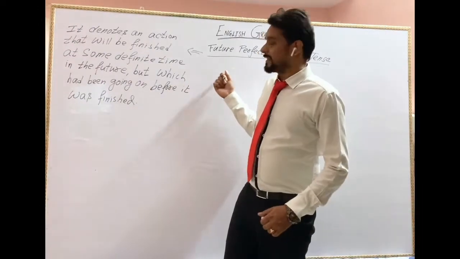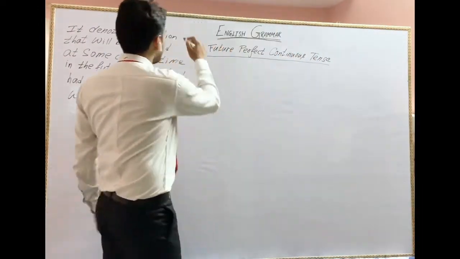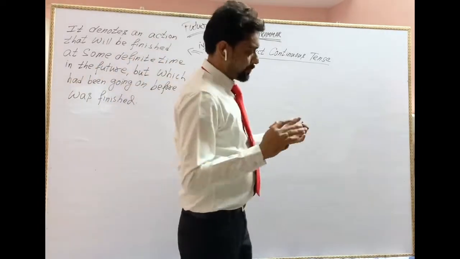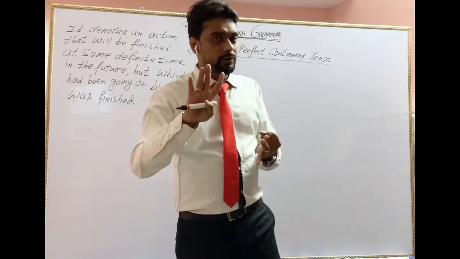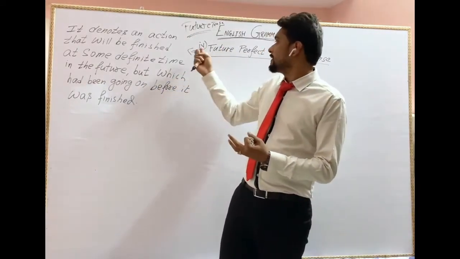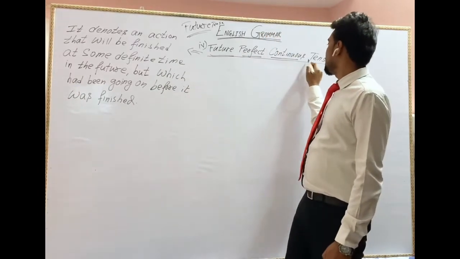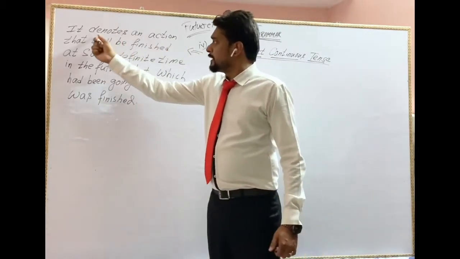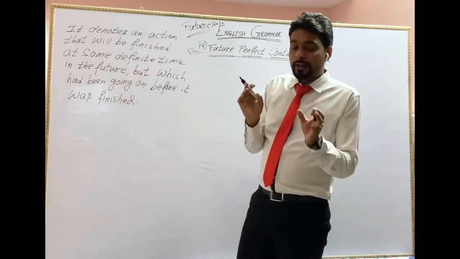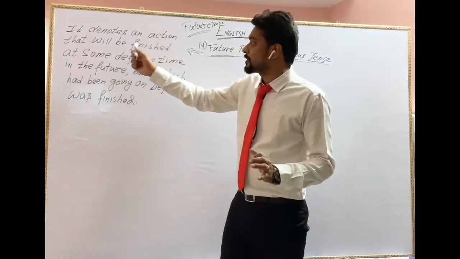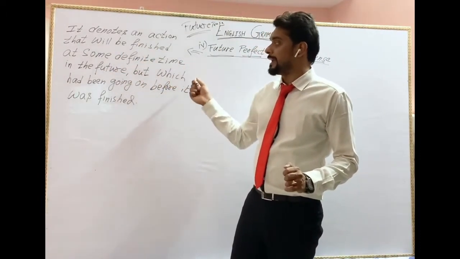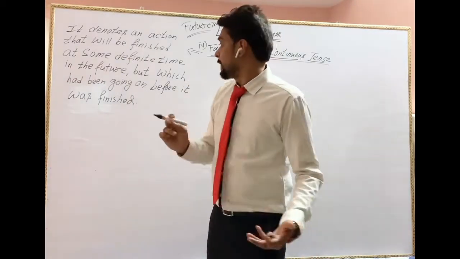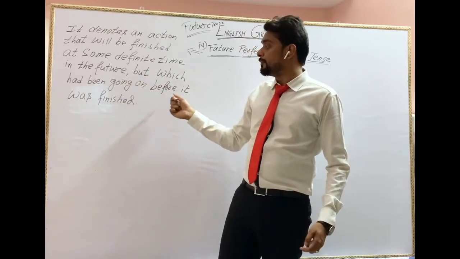Keep practicing. This is the last class of tenses, and today we'll be discussing future tense part 4. I've already finished present tense, all 4 parts, past tense, all 4 parts, and now the time has arrived for future tense, last part, and that is future perfect continuous tense. So what is future perfect continuous tense? Future perfect continuous tense denotes an action. It denotes an action that will be finished at some definite time in the future, but which had been going on before it was finished.